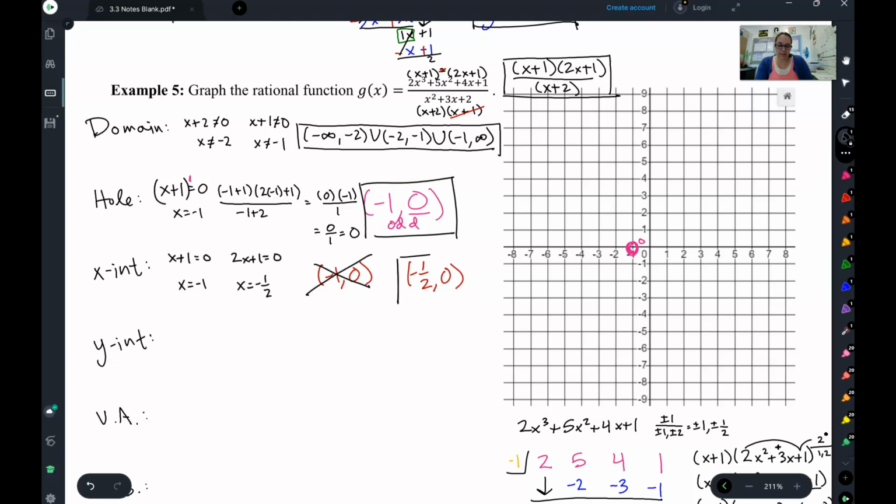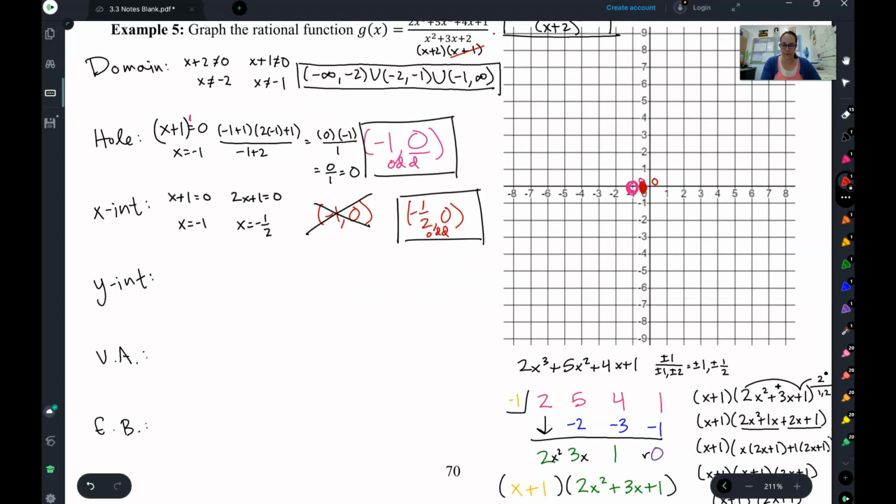However, this is still an x-intercept. And we know it's an odd one because of the exponent of the secret 1. So I'm going to come right here at -1/2, 0. It's getting kind of squishy. This is also an odd x-intercept. And now I can move on to y-intercepts.